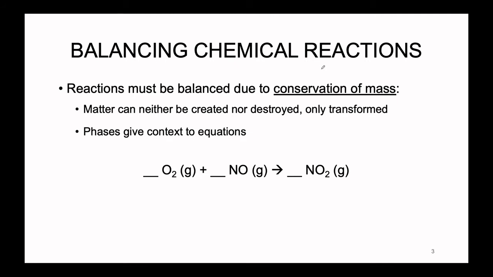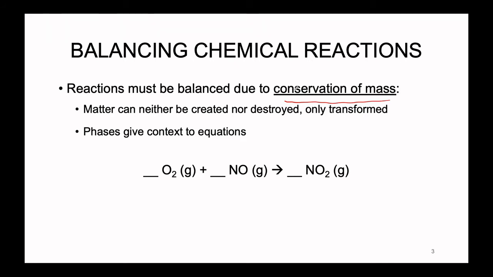Alright, so let's learn how to use these stoichiometric coefficients for ourselves. We must adhere again to conservation of mass. Because matter can neither be created nor destroyed, it can only be transformed, we have to make sure that all of our atoms that were present on the reactant side of an equation are also going to be present in some form on the product side of our equation.